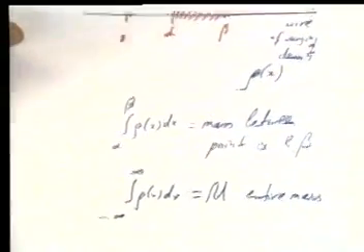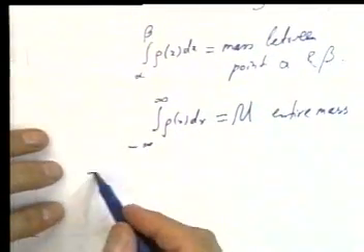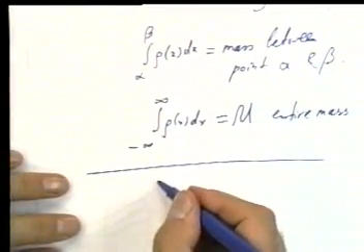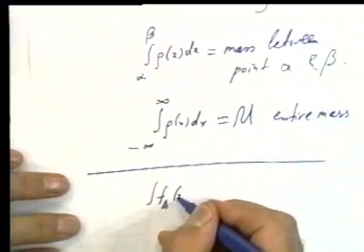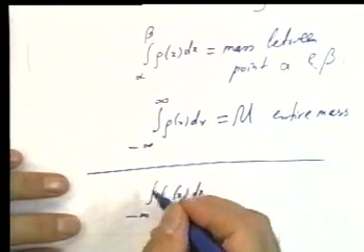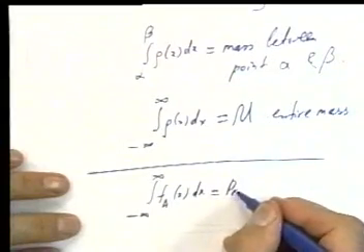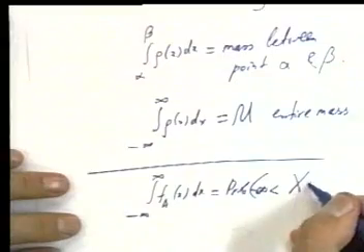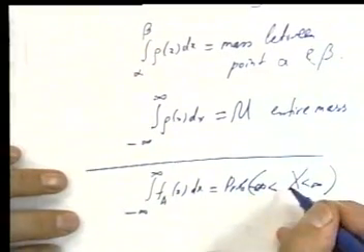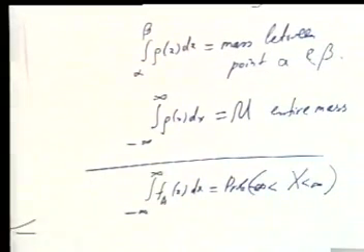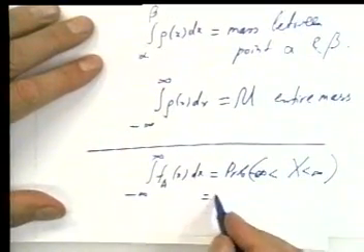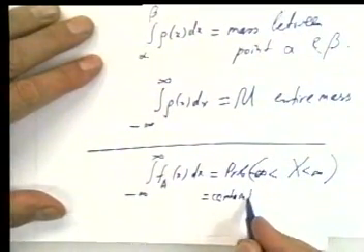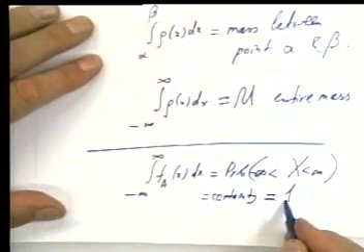Now, for probabilities, what is the integral of f of x dx between minus infinity and plus infinity? That is the probability that x takes values between minus infinity and plus infinity. We say that the probability that a random variable takes values between minus infinity and plus infinity is certainty, and we say that it equals 1.